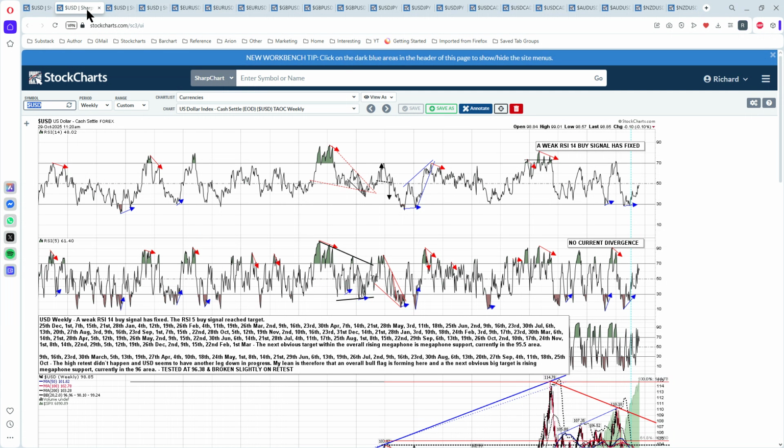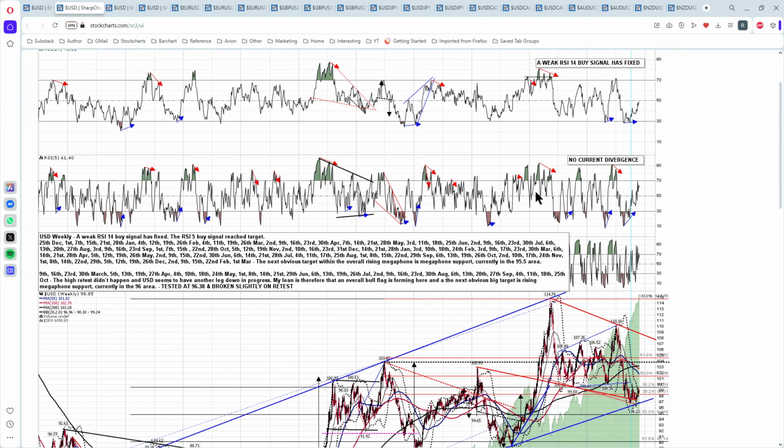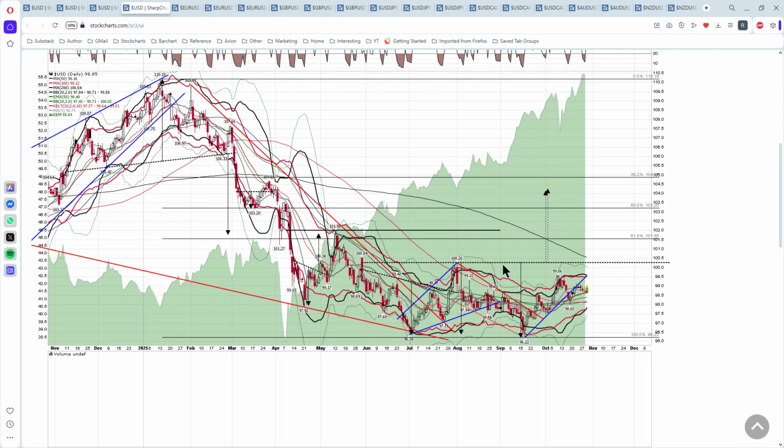On the weekly charts, we've already got a weak RSI 14 buy signal fixed, and the RSI 5 buy signal has already made target. But the main thing I'm looking at is this double bottom here. If we see a sustained breakup over 100.26, we would have a target in the 104.05 to 15 area. And that's what I'm thinking we may well be doing. Actually, no, that's wrong. That would be in the 104.10 to 30 area. So, hang on a second. Sorry, I've still got a bit of a cold. I don't want to subject you to my sneezing.